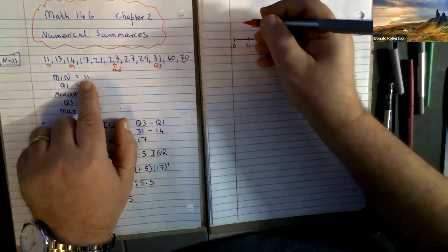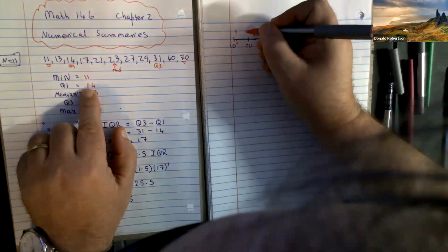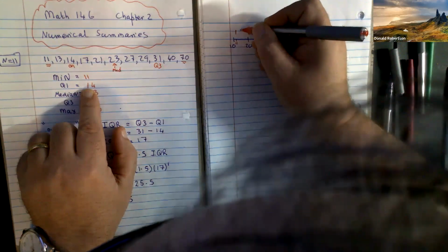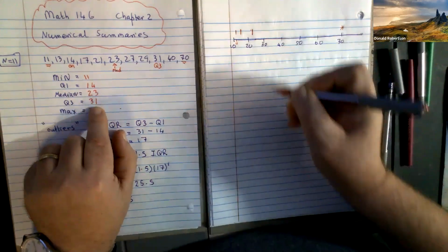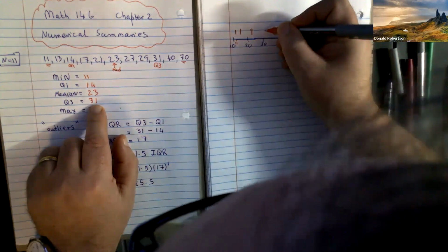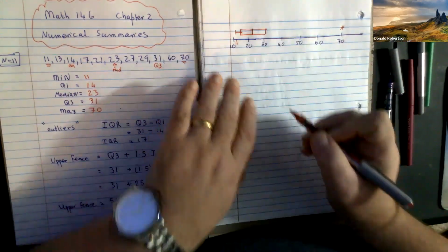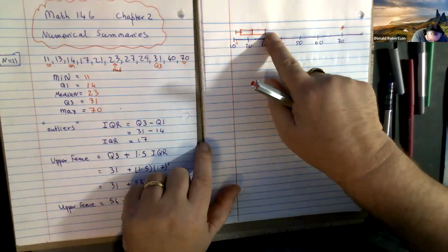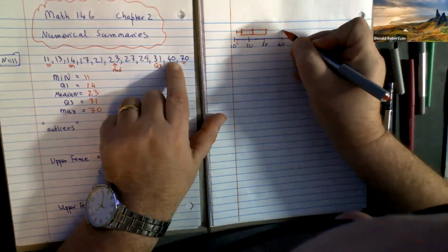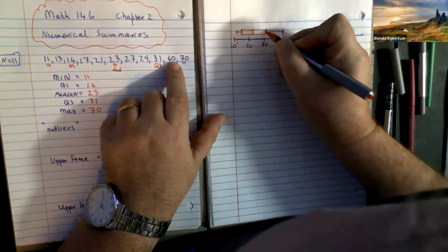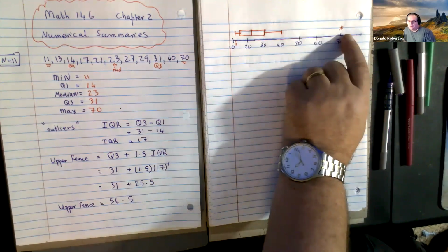Now, my minimum is 11, which is there. My Q1 is 14, which is about here. My median is 23, which is about here. And my Q3 is 31, which is about here. So I'll join those guys together. And that guy there. And I don't draw my line to here, because that's an outlier. What I do is I join it to the next guy. So do you see that this is my box plot with a little outlier?